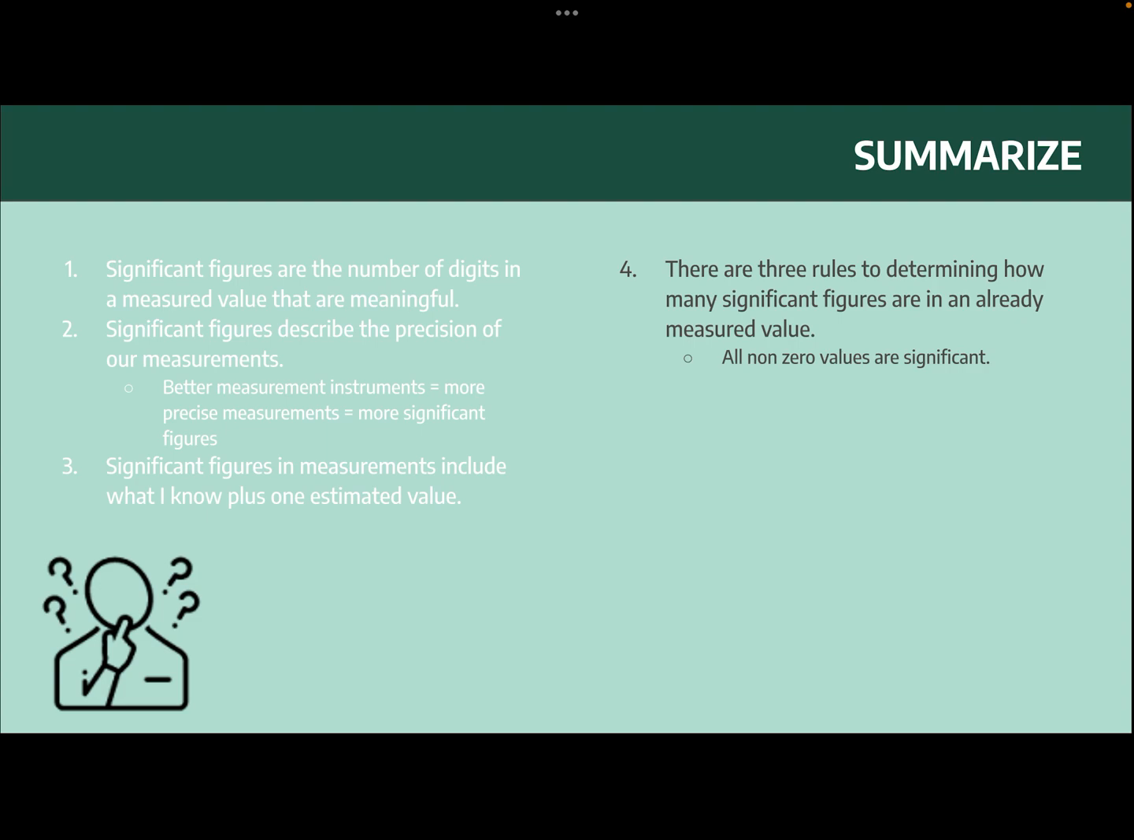There are 3 rules for determining how many significant figures there are in an already measured value. Rule number 1, all non-zero values are significant. Rule number 2, zeros between non-zero values are also significant. And rule number 3, trailing zeros are only significant if they're after a decimal point.